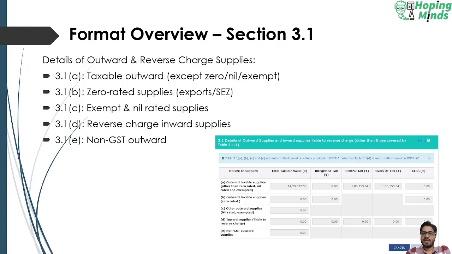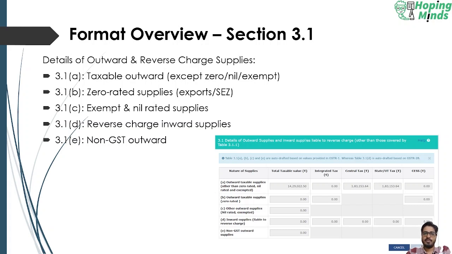declared. For example, if I am a trader of bakery products and I have made sale of rupees 1 lakh towards biscuits which are taxable at the rate of 18%. So this transaction will be disclosed in table 3.1a.